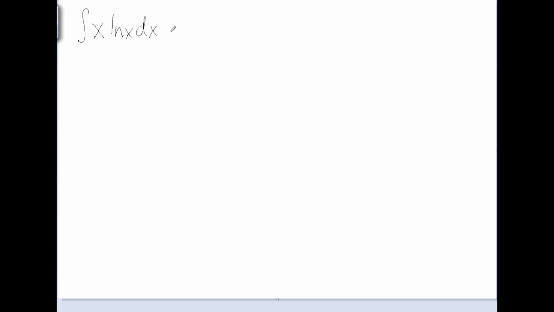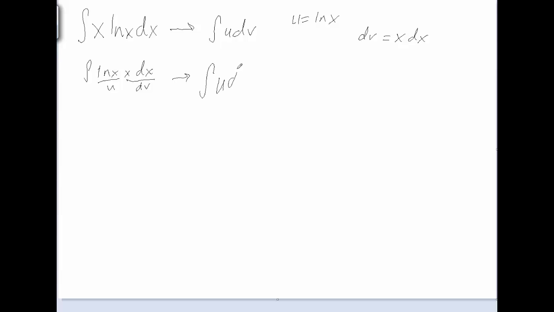So this is a case where we are going to have something of the form u dv. And so let's take the more complex of the two to be ln x, and then dv will be x dx. So here, if we rewrite this, ln x times x dx, we have u times dv. And what we're going to end up with is the integral of u dv equals u times v minus the integral of v du.